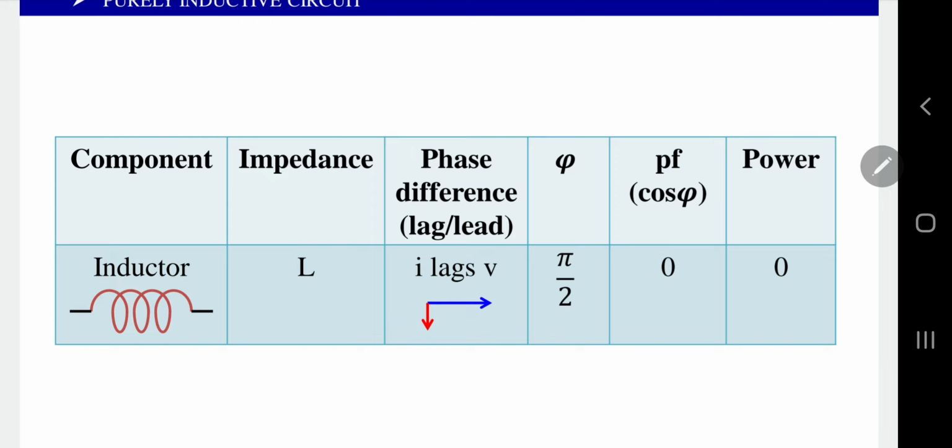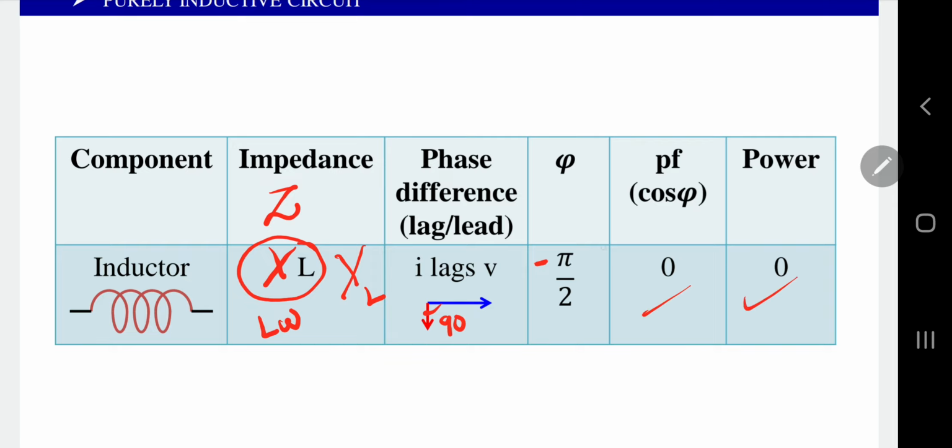Okay, so next one is a summarization of what we studied. Inductor. What is the impedance? I forgot to mention XL here. The impedance of the circuit, the opposition, is XL or L omega. Okay, X suffix L. Then what about the current? Current lags the voltage by an angle 90 degrees. Here blue color shows the voltage and red color shows the current waveform. And the angle phi is minus pi by 2. The cos phi value, that is the power factor, is 0 and the power value will be also 0. So that's all for purely inductive circuit.